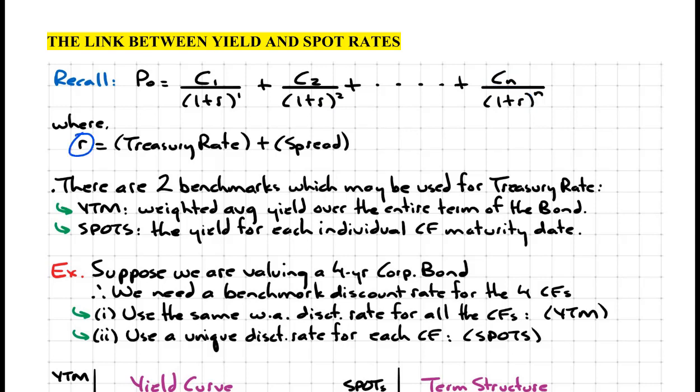And the bond's yield itself can be broken down into two components. First, we look at what the yield is on Treasury securities, because this reflects the risk-free rate. And then we add a spread to reflect any credit or liquidity risk that's inherent in the underlying bond that we're trying to value. So when it comes to picking benchmark rates, there are two varieties that may be used.